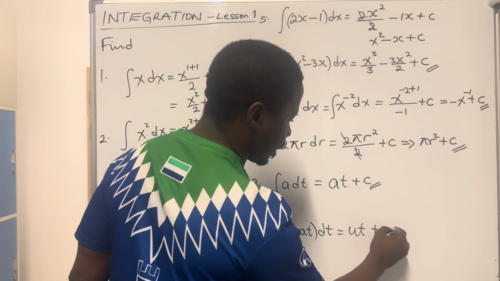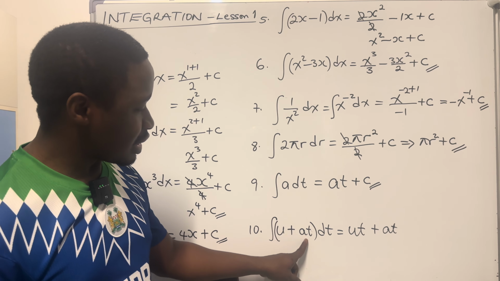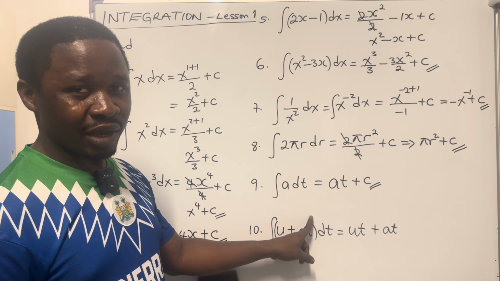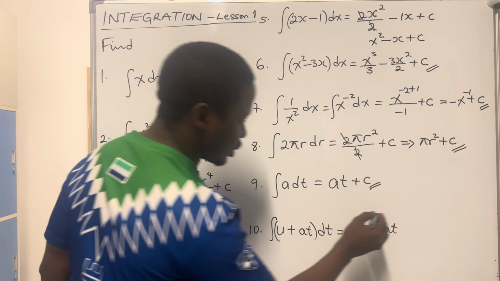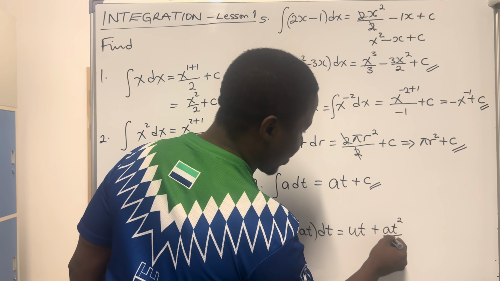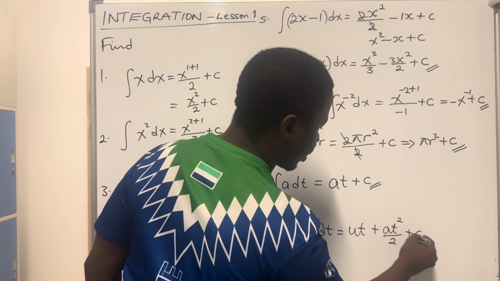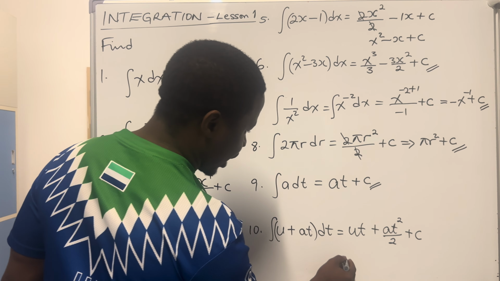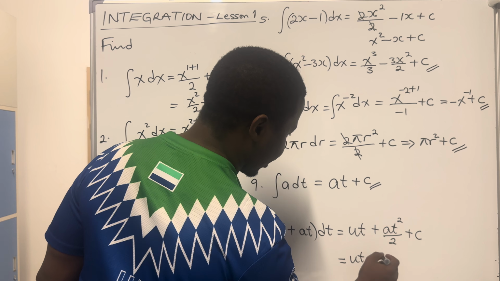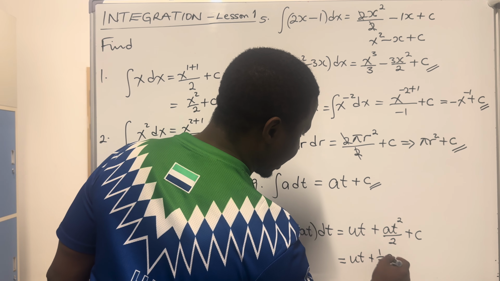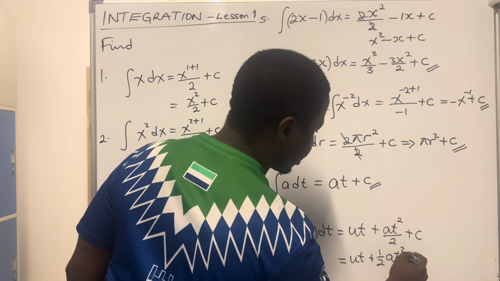So we say at. How do we integrate it? We add 1 to the power. There is 1 already. Adding 1 to it will make it 2. Divide by that new power. So therefore, ut plus, there is 1 here, half at squared, then plus c.